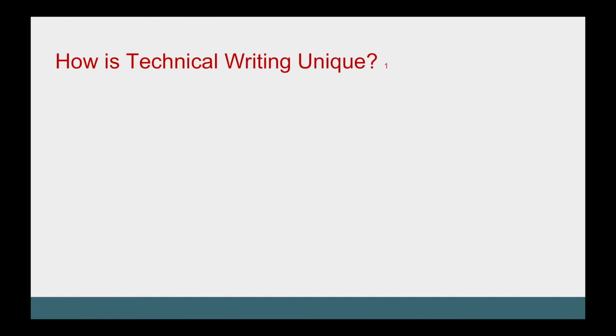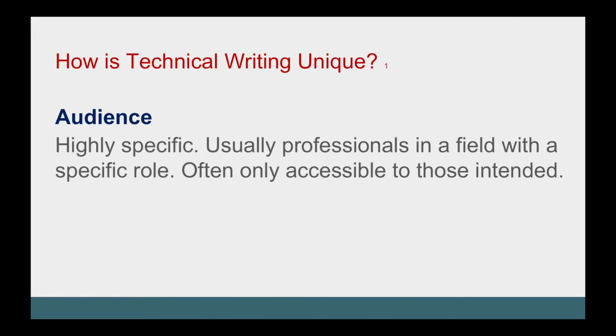Now that we have identified some of the ways that technical writing is similar to other writing styles, let's look at what makes it different. First, the audience, or readership, is usually much more specific than in other writing styles. In fact, the written material is often only written for one job title, and it may only ever be seen by those it's written for.